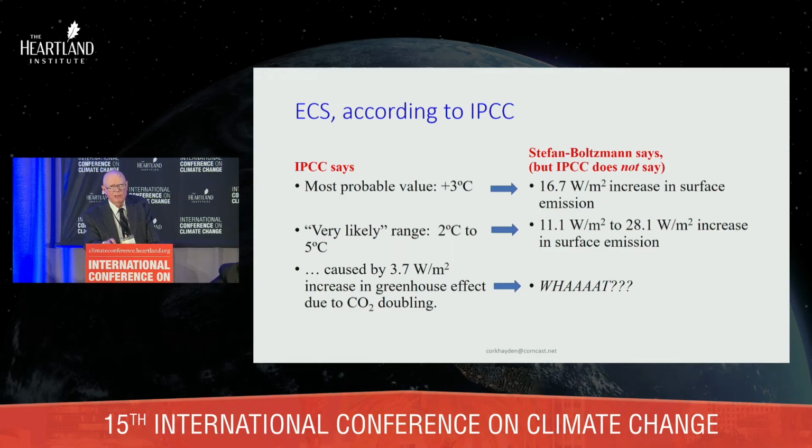You increase the ability to stop infrared from leaving into outer space by 3.7 watts per square meter, but your model says that you're going to have an increase in temperature such that you have somewhere between 11 and 28 watts per square meter leaving the surface. That's in excess of what we have now.